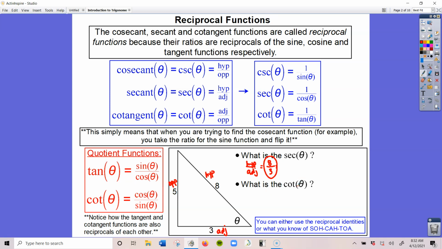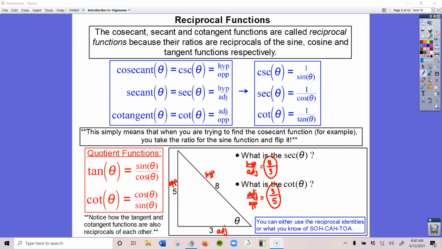Now for cotangent. Cotangent is the reciprocal of tangent. So instead of opposite over adjacent, it's the adjacent over the opposite. So we look here at my triangle, adjacent is 3, and the opposite is 5. And this would be my answer.